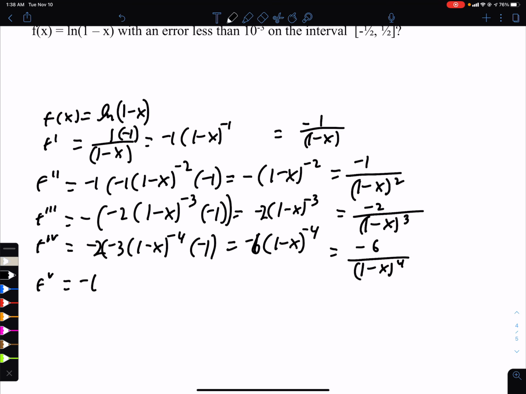So we have a negative 6, and then that negative 4 needs to come in front. So it's negative 4 box, subtract 1, that's going to be negative 5, and the derivative of box is negative 1. And look what we have now. It's going to be negative 24 over 1 minus x to the negative 5.